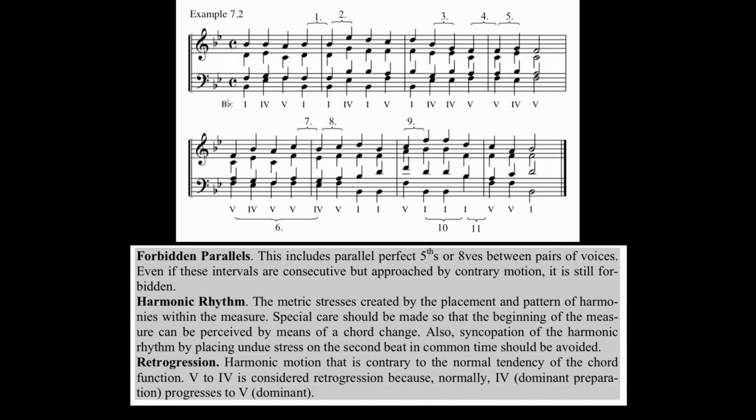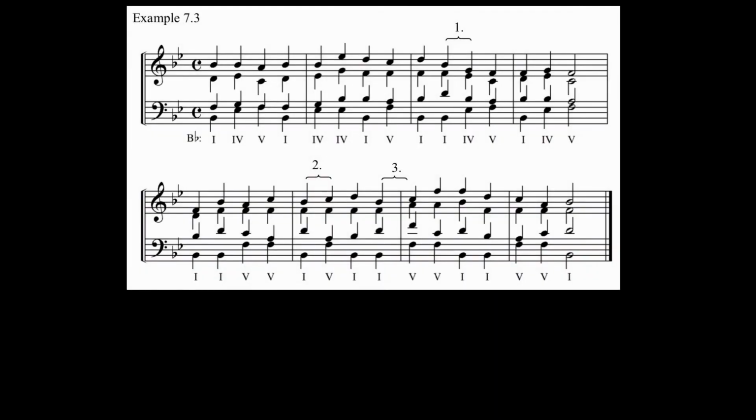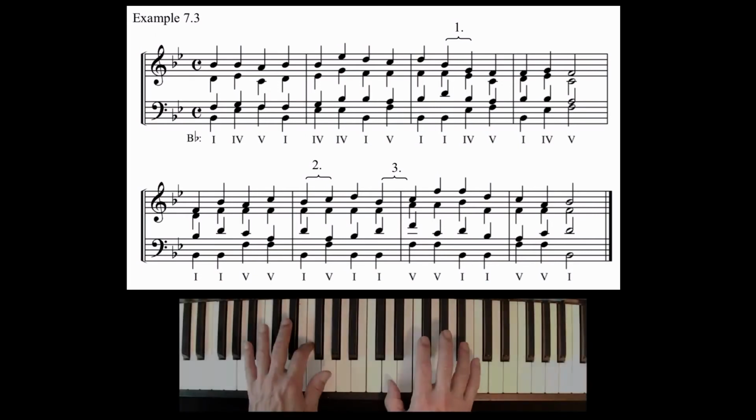And retrogression. That's harmonic motion that is contrary to the normal tendency of chord function. So a 5 to a 4 is considered retrogression because normally 4 moves to 5 and 5 moves to 1. So here's the same melody, harmonized again, this time with a lot of those issues fixed.